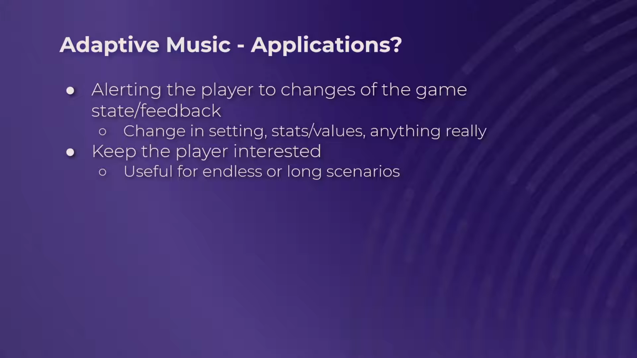And probably, well, second most important, because feedback and changes of the game state are probably the most important, is that it keeps the player interested. Because if you just have one loop going for the entire game, even if it's 5 minutes of gameplay, it'll probably get stale by the end of it. So constantly changing up the track, constantly switching out different sections, alerting the player to what's going on in the game, that'll be very useful to keep them interested, especially in endless or long scenarios.